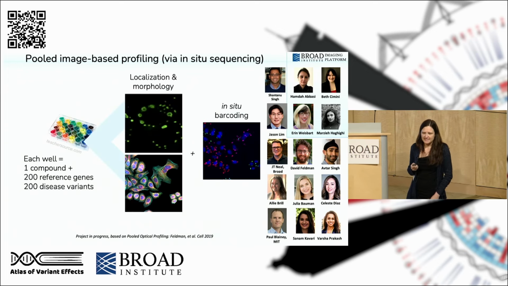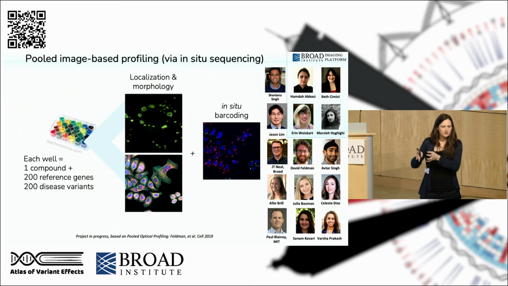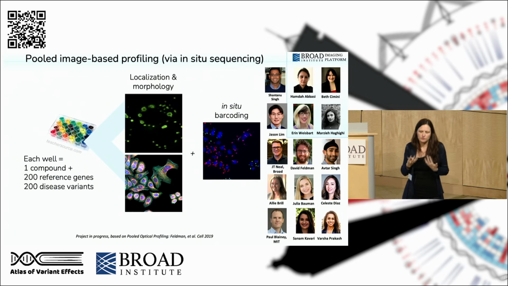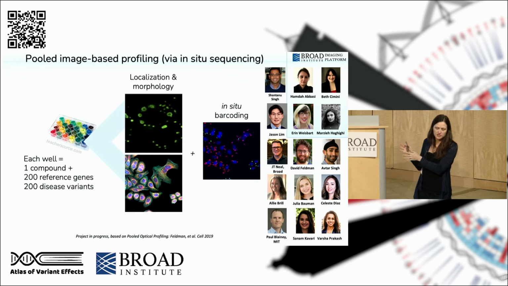The basic idea is this. First, in each well, we put a single compound, and we're asking the question, does this drug cure any of these diseases? And so does it cause any of the disease variant protein localizations to revert back to what we would expect the healthy reference protein to look like? And so the first step is to capture the morphology and the localization of those different proteins.